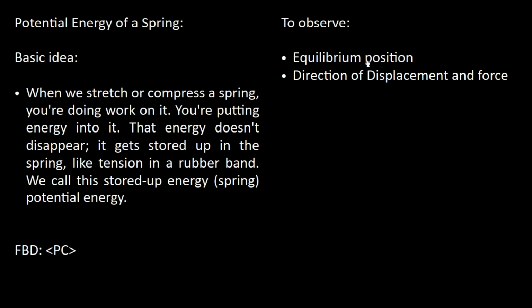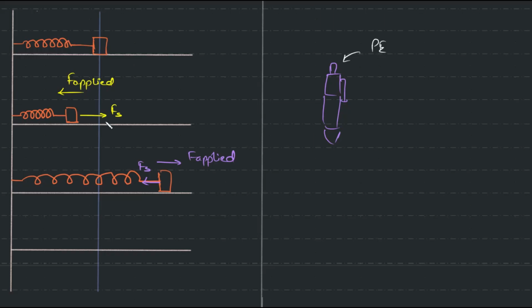There are a few points that we need to observe: equilibrium position, direction of the displacement, and the force. Now, equilibrium position is a position wherein the spring is not applying or does not store any energy. So which case is that? Is it case A, B, or C? Right, case A is your equilibrium position.